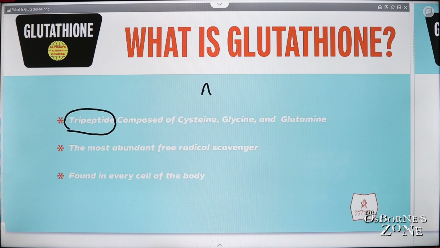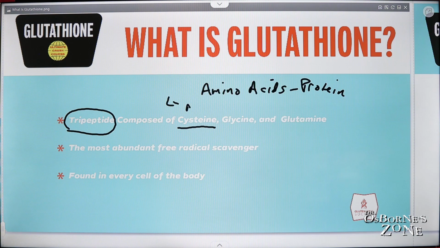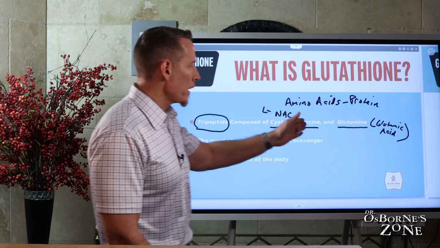So we have amino acids, which are derived from proteins. In particular, this is composed of cysteine. Sometimes we see the term L-cysteine, and sometimes there's a supplement called NAC, N-acetylcysteine, right? So cysteine is one of the building blocks, along with the amino acid glycine, as well as the amino acid glutamine. Technically it's actually glutamic acid, but glutamic acid converts into glutamine to help build glutathione itself. So it's composed of these 3 amino acids.